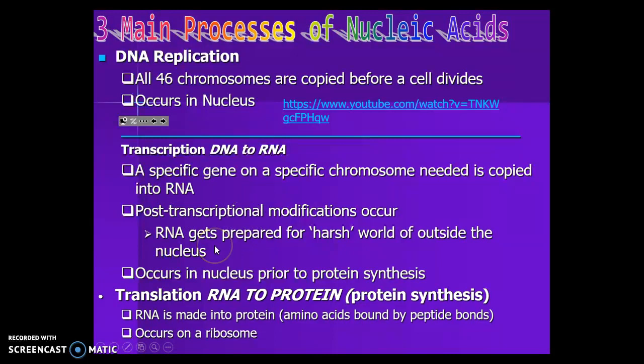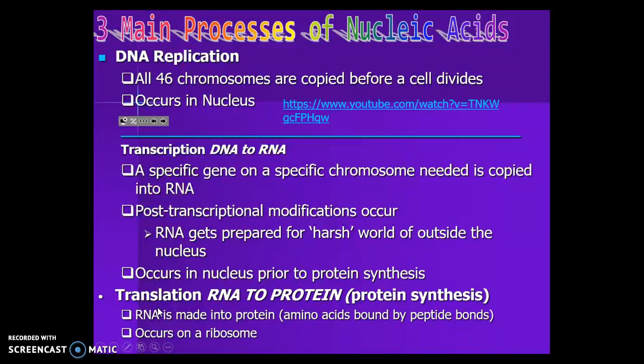That RNA molecule is going to be protected from the harsh environment by receiving two things, a cap and a tail. Of course this has to happen inside of the nucleus because the DNA is there, and it's a preparation for the molecule of RNA prior to leaving the nucleus. It does happen before protein synthesis.